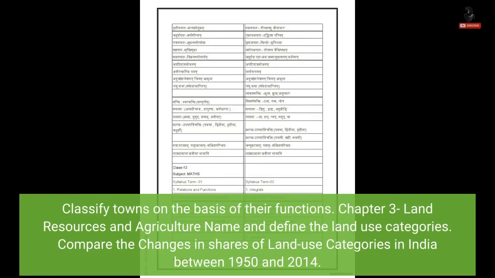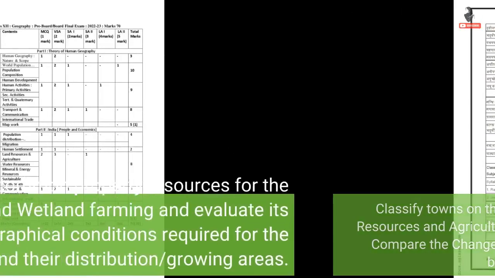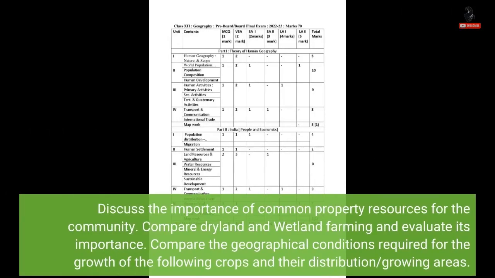Chapter 3, Land Resources and Agriculture. Name and define the land use categories. Compare the changes in shares of land use categories in India between 1950 and 2014. Discuss the importance of common property resources for the community. Compare dryland and wetland farming and evaluate its importance.